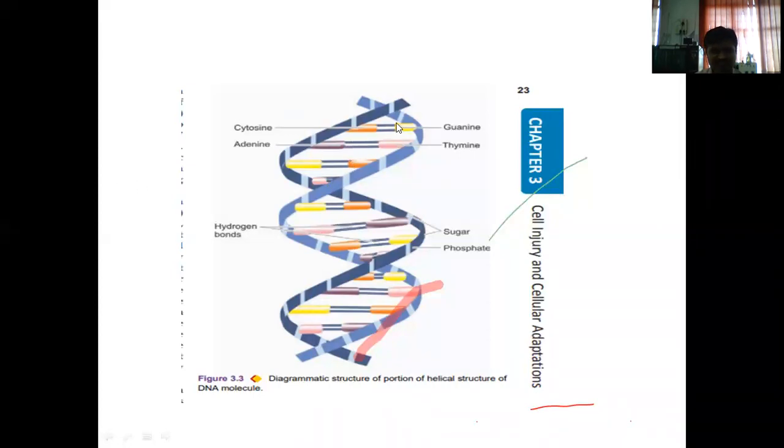This is like a ladder. Ladder means steps, and these hydrogen bonds are forming the steps. Remember it. This is a sugar phosphate group, with thymine and adenine.